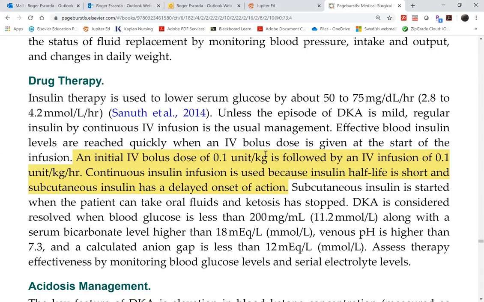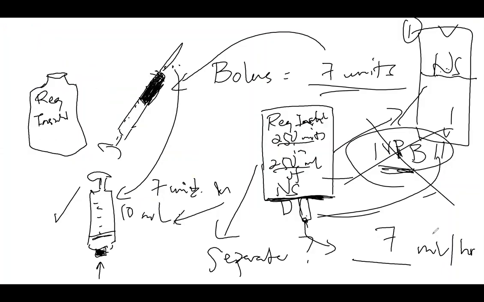You have a question on how it was calculated? Any question on this one? Anyone? Basically, the concentration here is 1 unit per 1 ml. And since your patient weighs 70 kilograms times 0.1 units, that's 7 units per hour. So times 1, 7 mL per hour.